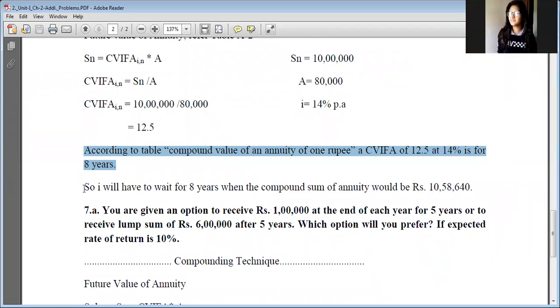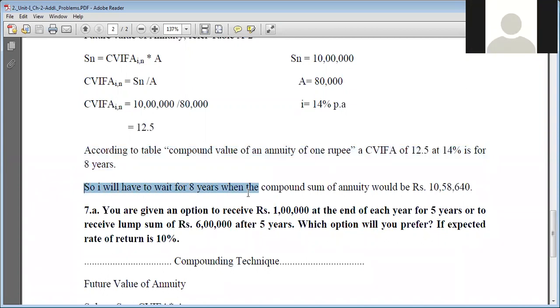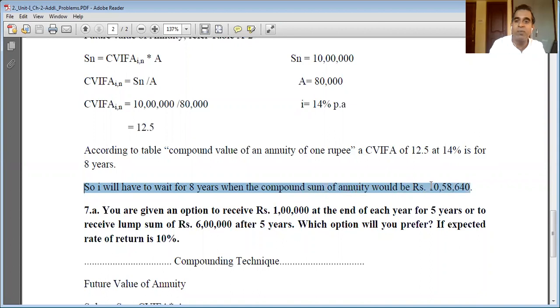So I will have to wait for 8 years, when the compound sum of the annuity would be 10,58,640 rupees. If you actually multiply 80,000 into that CV factor, 13.133 something, you will get 10,58,640. So you'll have 58,640 rupees more than how much you need.